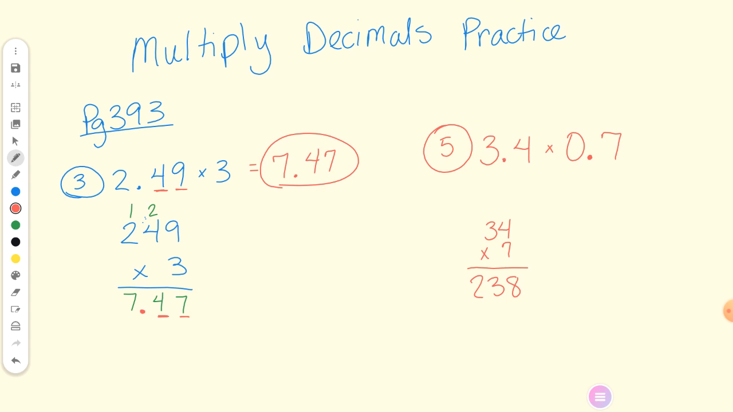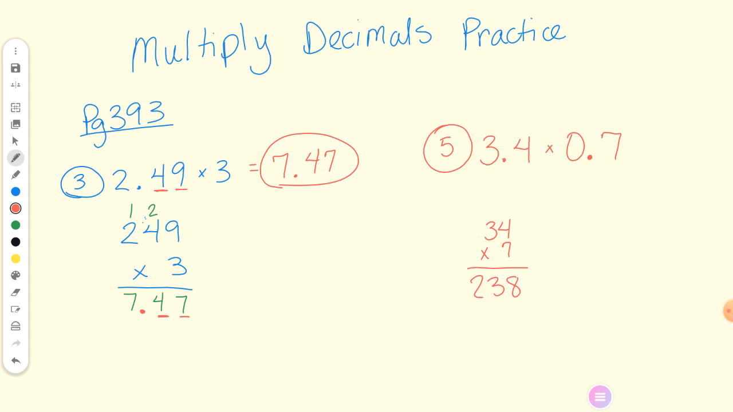What would we round 3.4 to? 3. What about 0.7? 1. What's 3 times 1? 3. So we should get something close to 3. Is 238 close to 3? No. How do I decide where to put my decimal point, Kendall?